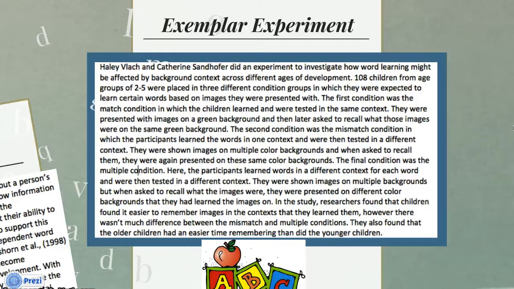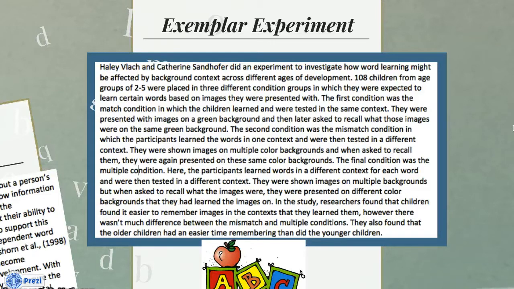The first condition was the match condition. Here, they were presented with images on a green background, and then they were later asked to recall those images on the same green background. The second condition was the mismatch condition, in which the participants learned words in one context and then were tested in a different context. So they were shown images on multiple color backgrounds, and then when they were asked to recall them, they were again presented on these same color backgrounds.